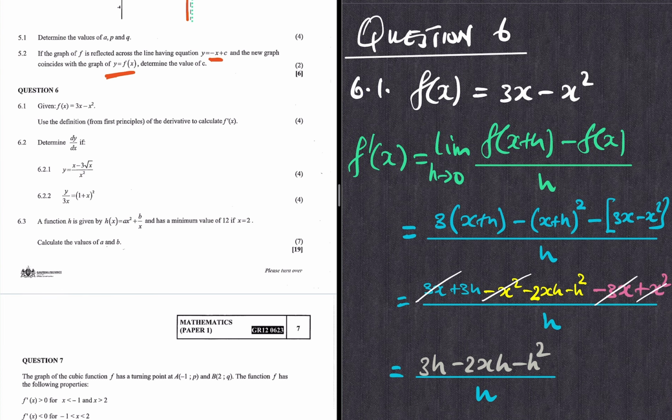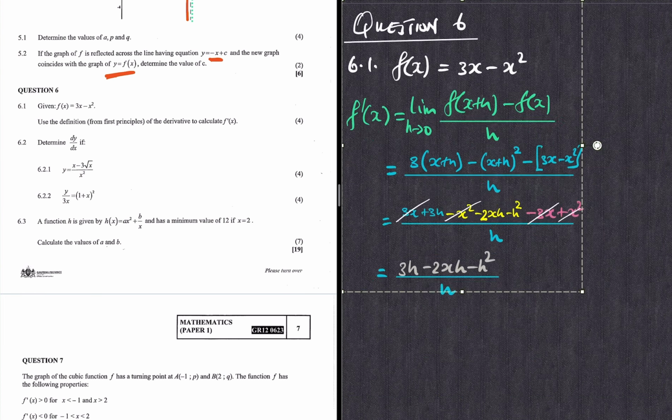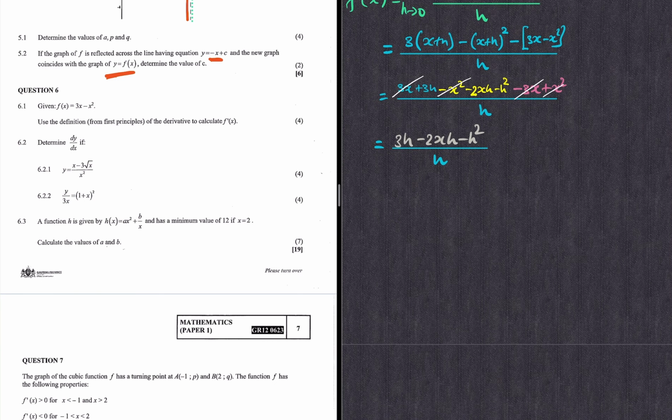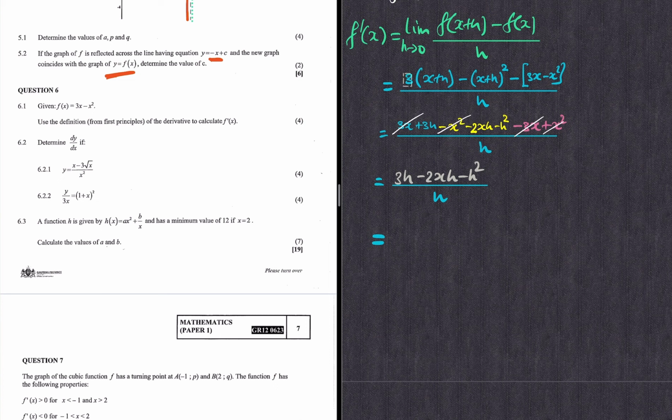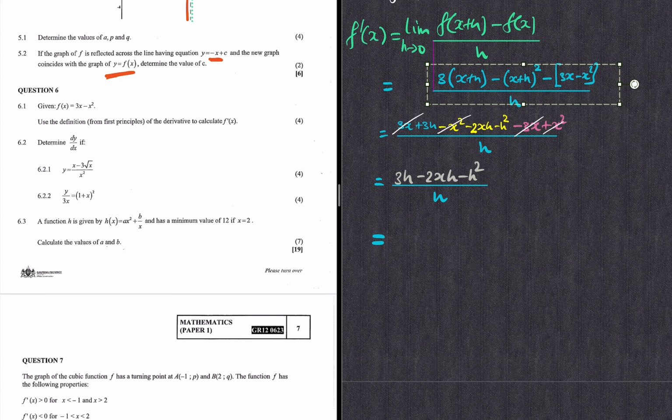For the benefit of space, I'm just going to reduce these. Okay, so let's divide each term by h. Oh my goodness, I forgot the limit. I humbly apologize, guys. I don't know why I dropped the limit.